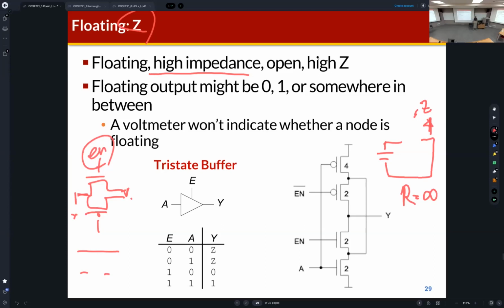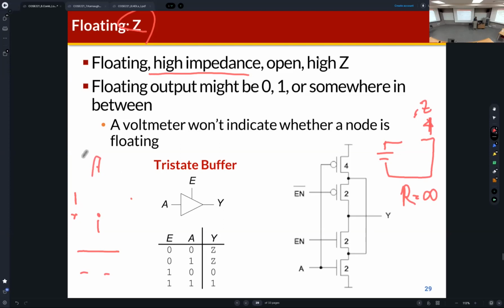Okay. So which means that we need to represent this output value. In order to represent this output value, we use Z. So Z means the high impedance, which means that the circuit is not connected, it's disconnected. So this is an example of a circuit that requires the high Z signal.